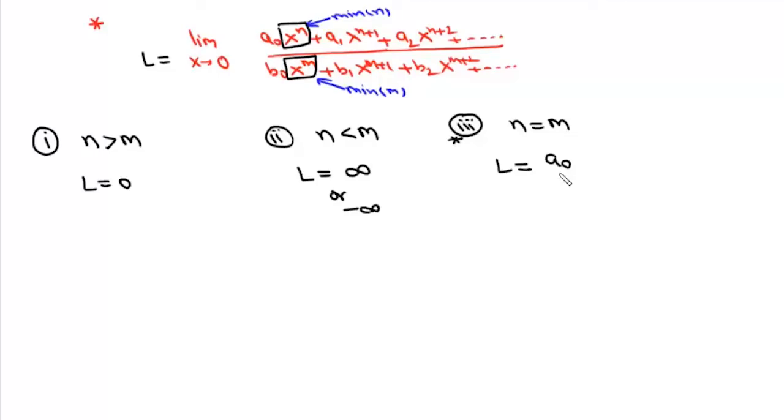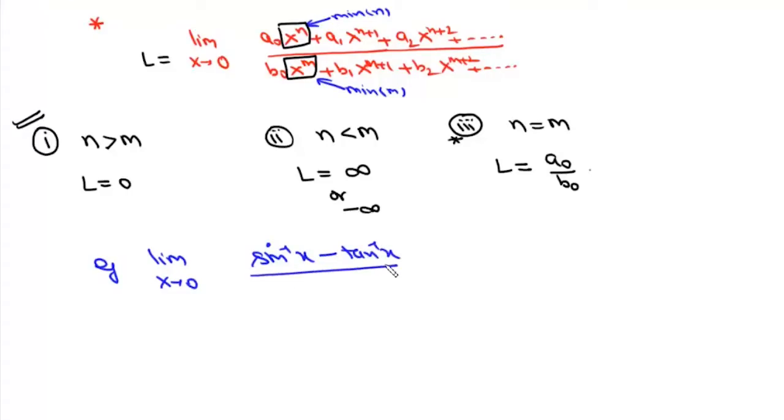So value of this limit will be a naught upon b naught. So we'll be using this concept while solving problems using series expansion. Now if we take this example, which is limit x tends to 0, sine inverse x minus tan inverse x upon x cube. Now sine inverse 0 is 0, tan inverse 0 is 0.